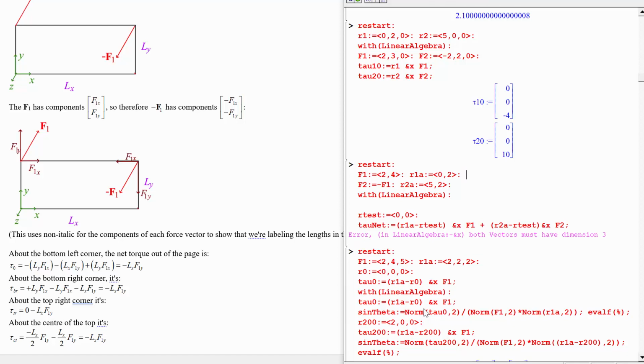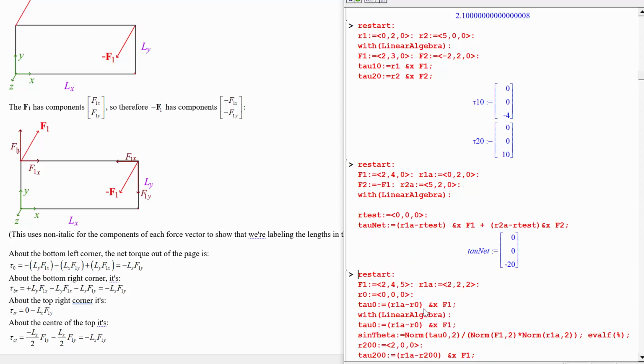Okay, whoops. What did I do incorrectly here? Ah, yes, we've got to make them three-dimensional vectors. So let's just add in an unnecessary third component. This should also work in 3 space too, though. So net torque looks like for this setup that it is negative 20. All right, let's change this around.